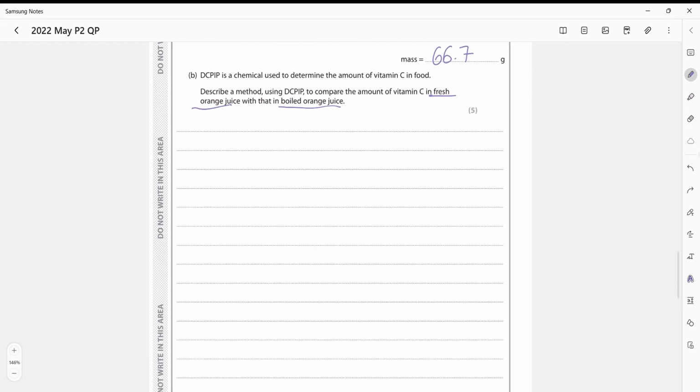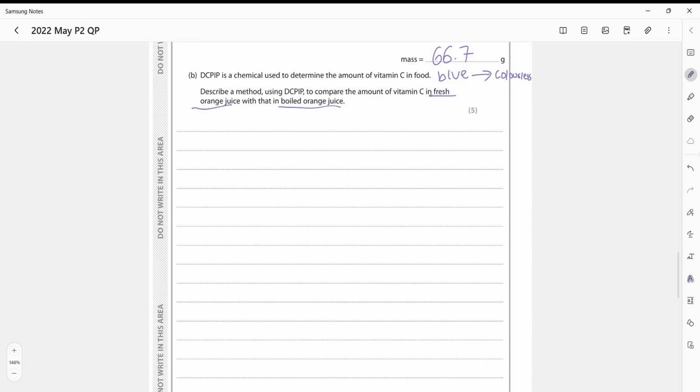So DCPIP is a reagent that is blue in color. So I'm just going to write this down. DCPIP is originally blue, but in the presence of vitamin C, it actually becomes colorless. So what we can do is have, let's say, a known sample of fresh orange juice. So let's say 5 cm cube of fresh orange juice and 5 cm cube of boiled orange juice, for example. And we would use a burette to add drop by drop of DCPIP to both the fresh orange juice and the boiled orange juice and compare the volume of DCPIP added to these juices.